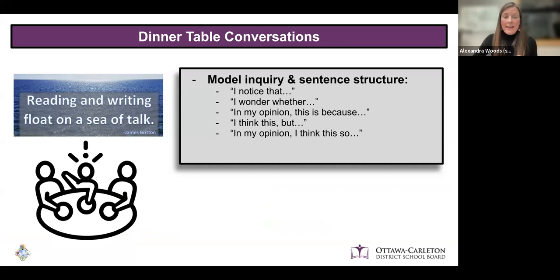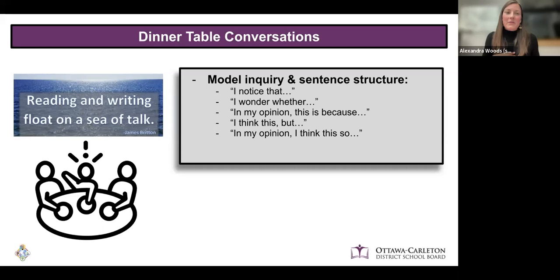A second way to help your child practice English is through dinner time conversations. And this might sound silly, but I've been practicing this with my kids at home. I have an 8-year-old and a 5-year-old. Just using simple sentence stems and encouraging my kids to do the same at dinner time, when we're having conversations about topics of interest to students. So providing them with the language, I noticed that, I wonder whether, or in my opinion, this is because, and then encouraging them to do the same, or just engaging in that conversation with that modeling of using these sentence stems can really support students with their writing and with their reading comprehension, with all those pieces.